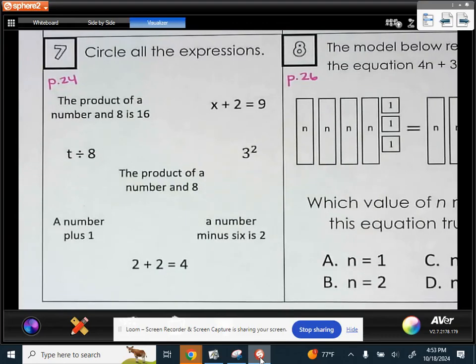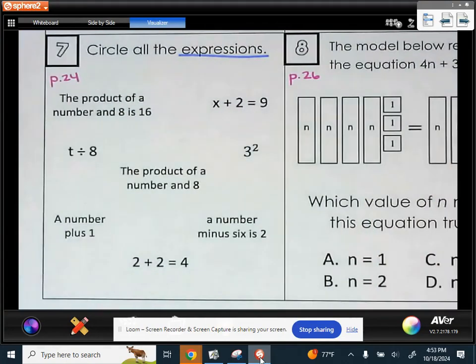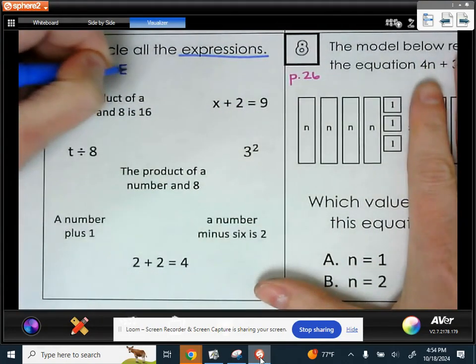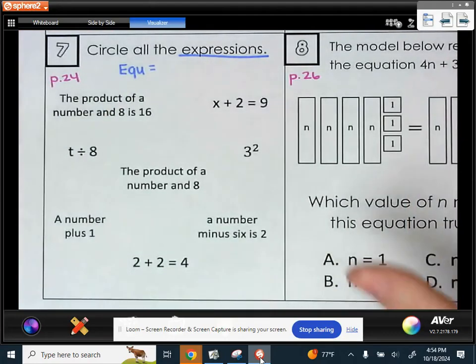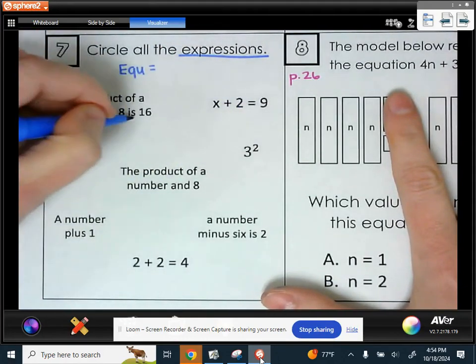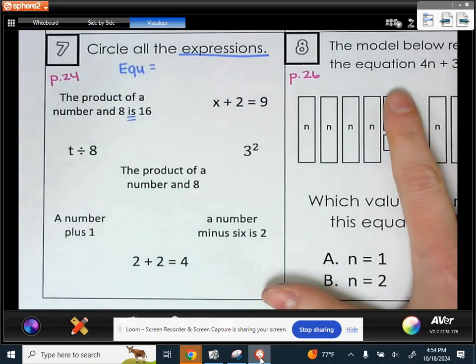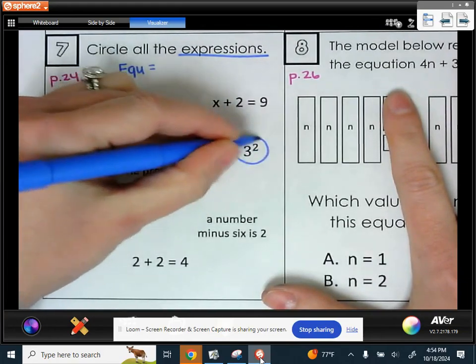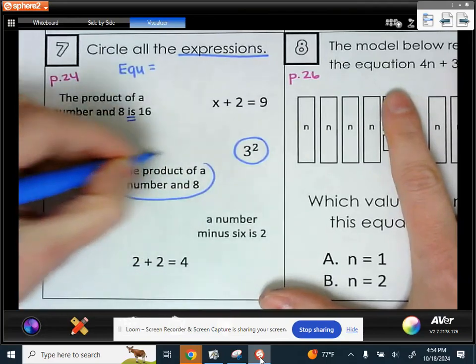Okay, on this next one, we are looking for expressions. This is on page 24, expressions versus equations. So remember that an equation is going to have an equal sign or the word is and then the number. So that means this is an equation, it's not an expression. This has the word is 16, so that's an equation. This does not give us the answer, so that's an expression. This doesn't give us the answer. Sorry, it is an expression.